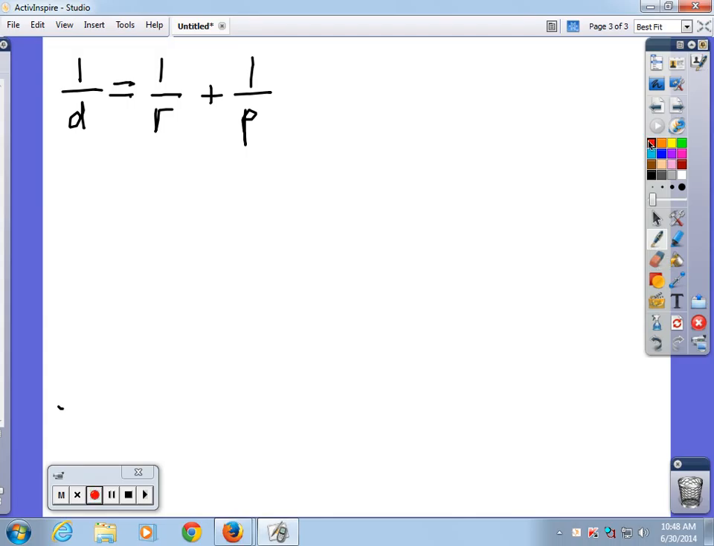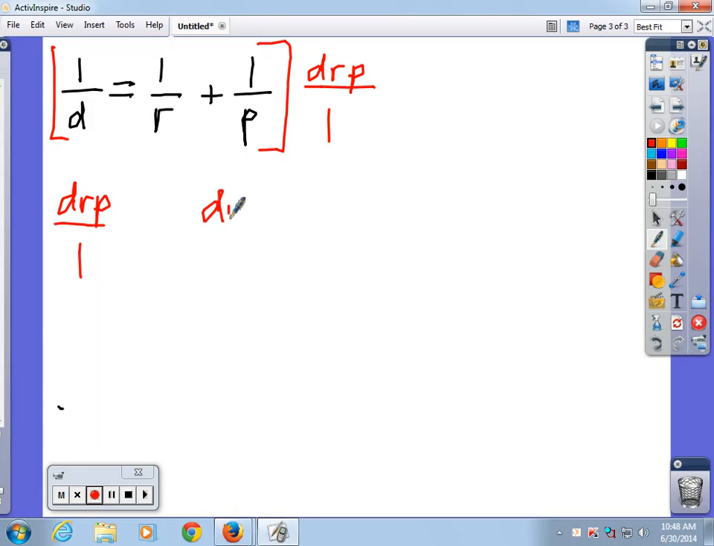We are going to multiply by what Miss Rose said, DRP over 1. I'm going to put a baby step in here for you. DRP over 1, DRP over 1, DRP over 1. If you get stuck, always put the baby step in there. That might help unstick you.